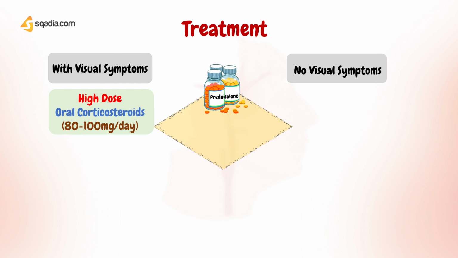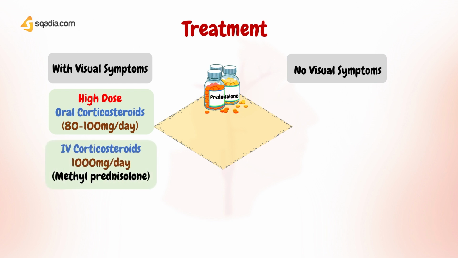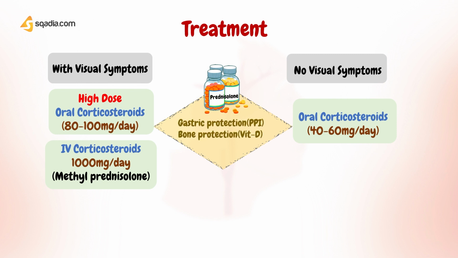Patients with acute visual changes should be admitted and IV methylprednisolone 1000 mg per day should be given, and it should be continued for first 3 days followed by oral steroids. If patient is without ophthalmic symptoms, then start with 40 to 60 mg per day. The patient should be well informed about the steroid side effects, and gastric and bone protection should be given. There is improvement of symptoms within days of starting treatment.